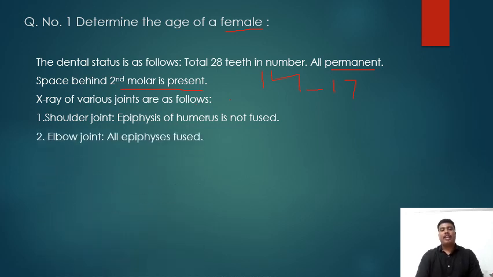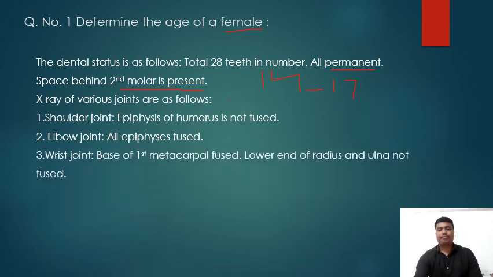Second X-ray, elbow joint. All epiphyses are fused. The epiphysis of the elbow joint fuses at the age of 16 years. So the girl is greater than 16 years. Third point, wrist joint. The base of first metacarpal is fused. It fuses at the age of 15 years. And the lower end of radius and ulna, they are not fused. They fuse at the age of 18 to 19 years in males, but in female, it will fuse at the age of 17 to 18 years. And the same can be said for the knee joint.